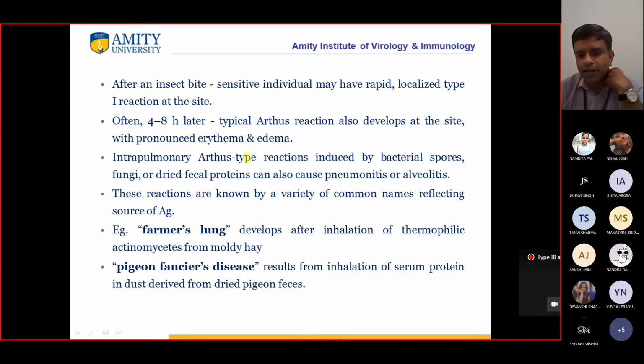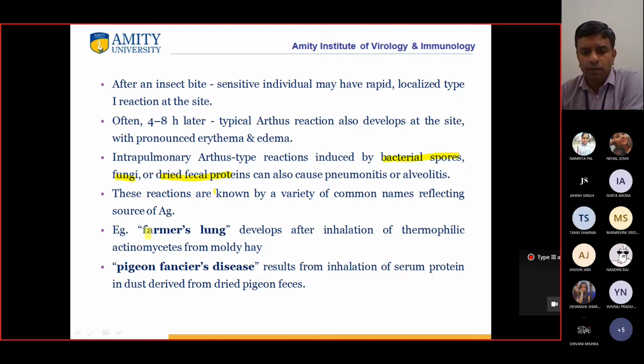So intrapulmonary Arthus type reaction is induced by bacterial spores. So inside the lungs, when this reaction occurs, it could be because of bacterial spores. In microbiology, I'm sure you have read about these bacterial spores. You have read about fungi, right? So fungi also have spores, molds, or dried fecal proteins, which can also cause pneumonitis or alveolitis, right? So these reactions, because they are localized, can occur in the lungs.